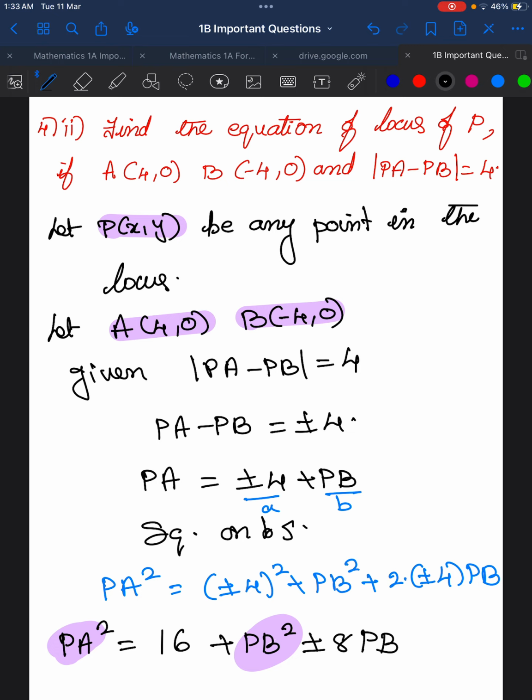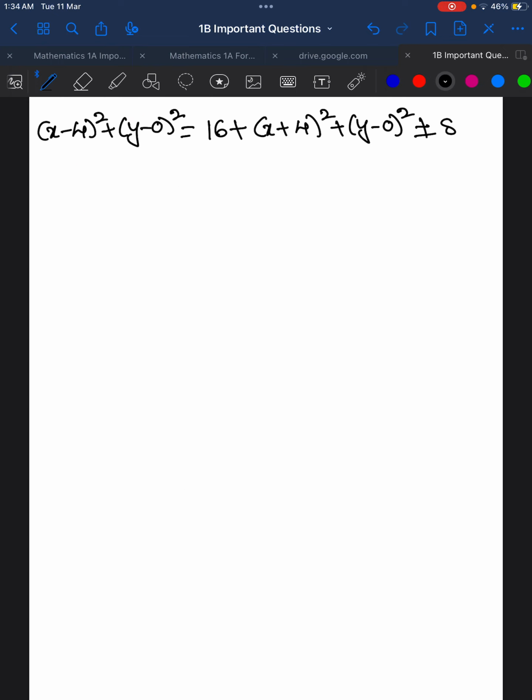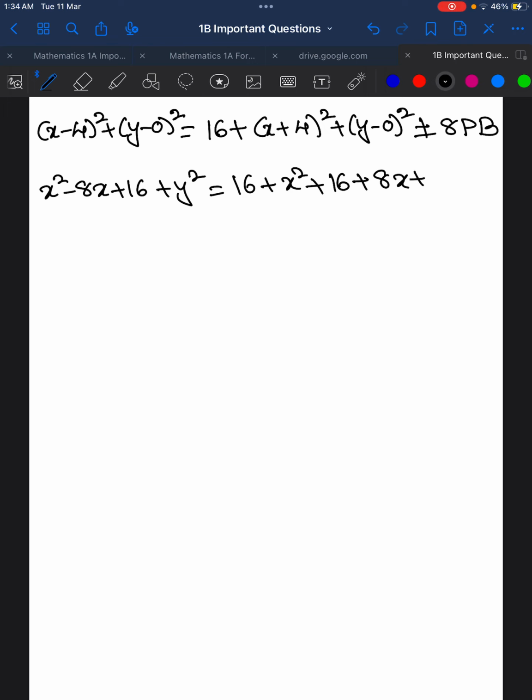Next one is plus or minus 8 PB. I wrote it as it is. Okay, x square minus 8x plus 16 plus y square is equal to 16 plus x square plus 16 plus 8x plus y square plus or minus 8 PB. What we can cancel? We can cancel both x square terms and y square terms, and 16 also we can cancel.